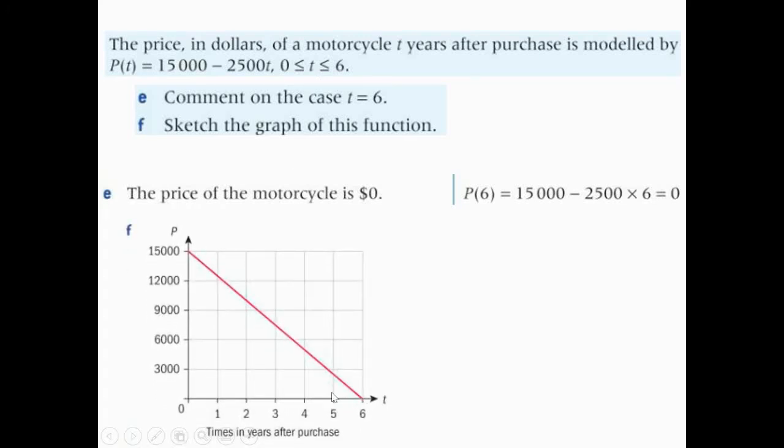Well, here's that graph, right? Here's price on the dependent axis, time on the independent axis, so price depending on time. Beginning price, 15,000, values going down, and at 6 years, we just found out it has a price of 0. So pretty easy graph to draw.